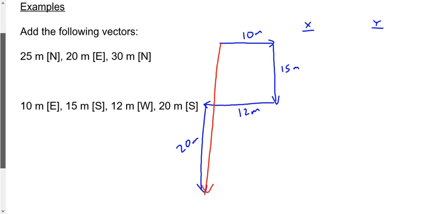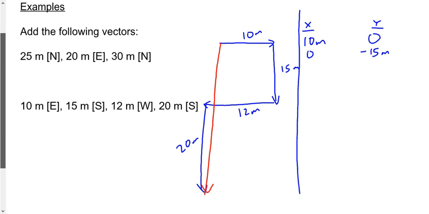What's the x component of the first one, that 10 meters? How much of that 10 meters is like this? 10 meters. What's the y component of it? How much of it's up and down? 0. How much of that 15 meters is left and right? 0. How much of that 15 meters is up and down? Negative 15, right? Why is it negative 15? Good. Excellent. Negative 15 meters because it's going to the south.